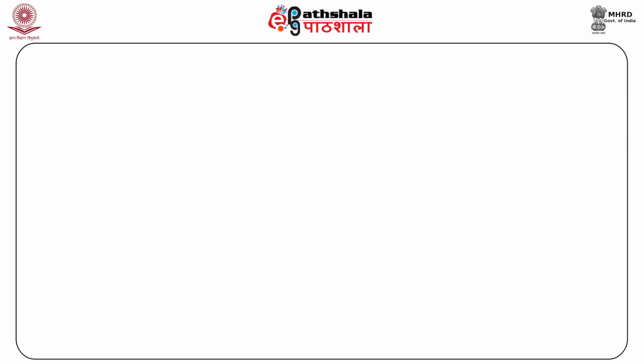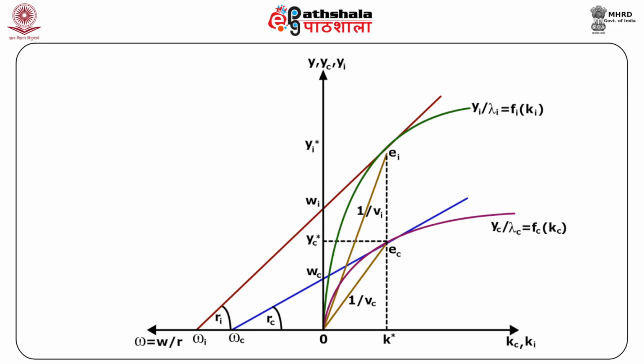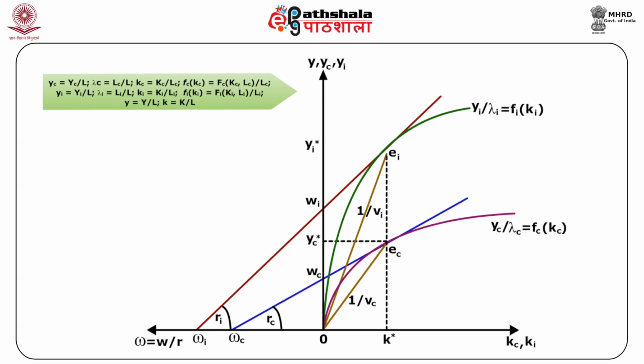Moving on to diagrammatic explanation, the factor intensity in the two sectors can be understood with the help of the figure. In the given figure, we have taken the intensive production functions of the two sectors of the economy. Here, intensive production functions are the same production functions as already defined in the basic model, but are expressed in per capita or per labor unit terms. For example, in intensive production function, these notations are used: small yc is equal to Yc upon L, lambda c is equal to Lc upon L, small kc is equal to capital Kc upon capital Lc, and fc of kc is equal to Fc, which is a function of Kc and Lc divided by Lc.